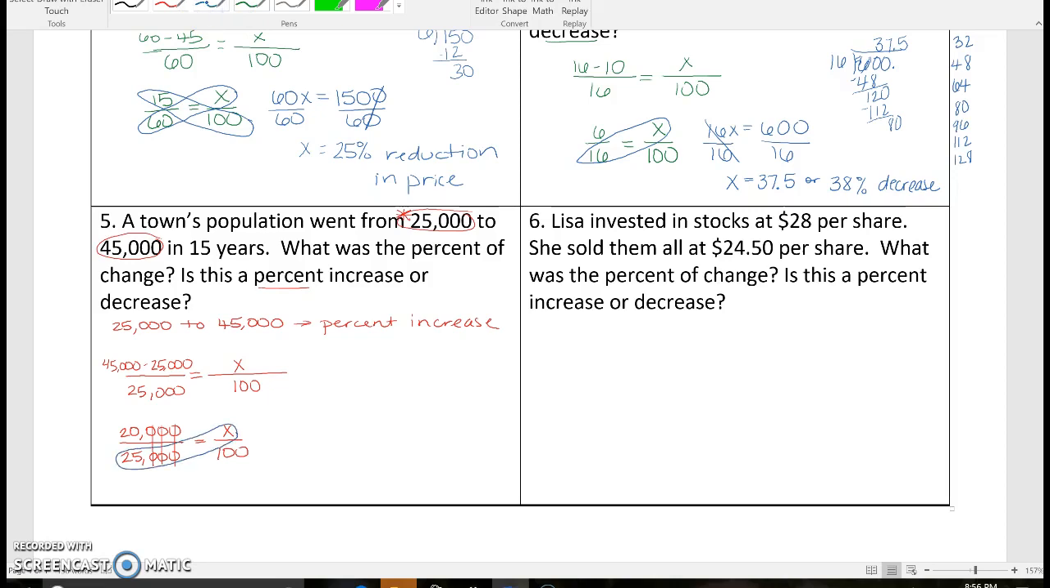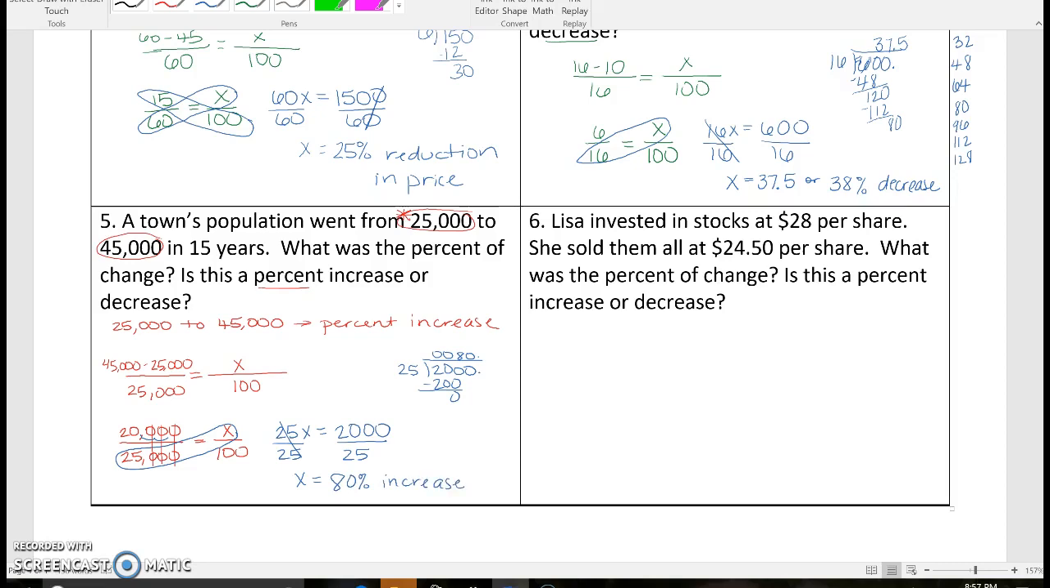So 25x equals 20 times 100. So when I multiply times 100, I move my decimal 2 places. So 2,000, and then divide by 25. It doesn't go into 2 or 20, but it goes into 200. Well, it goes into 100 4 times, so it goes into 200 8 times. That gives me 80. So X is 80%, and we said increase.